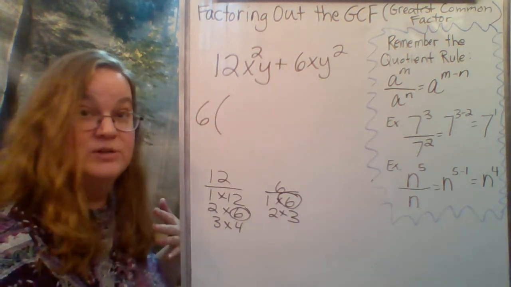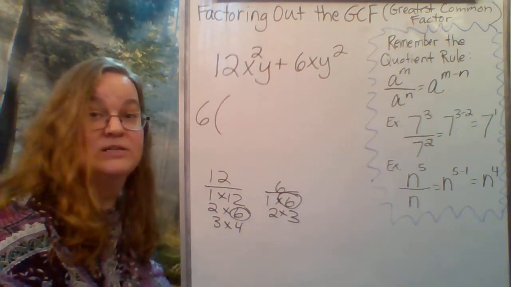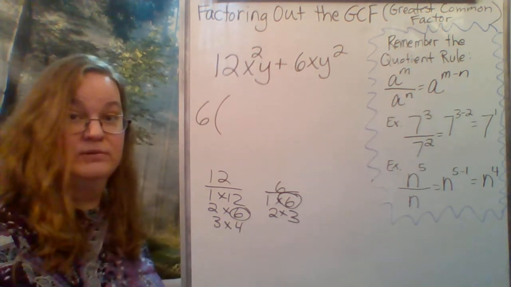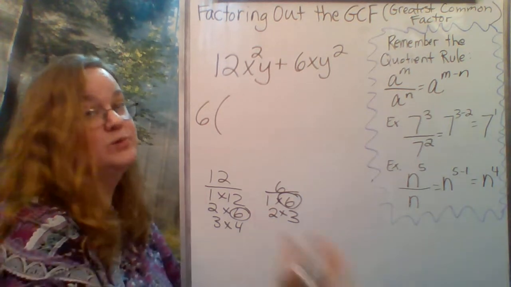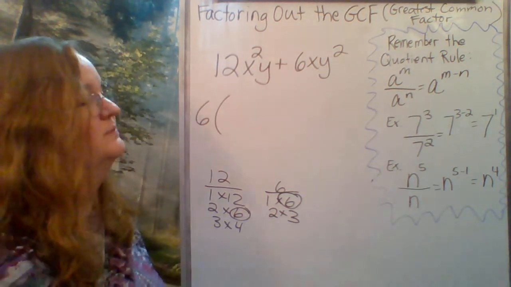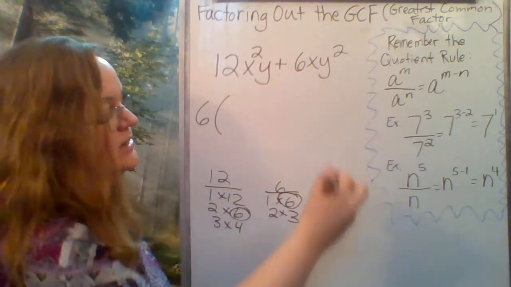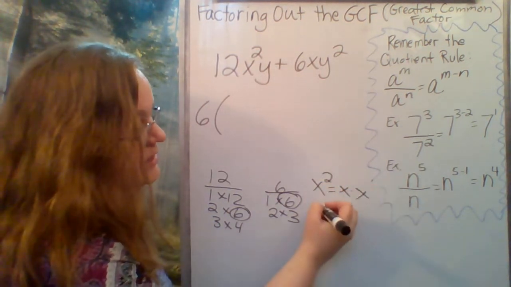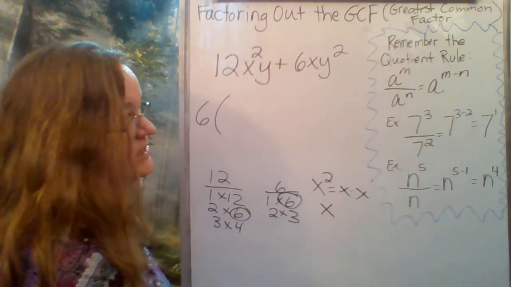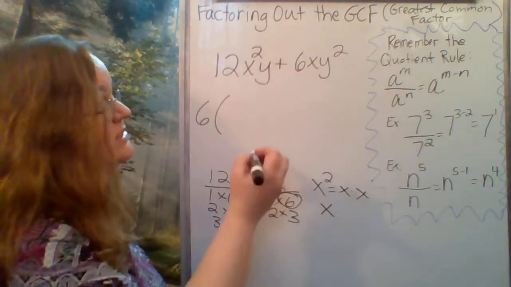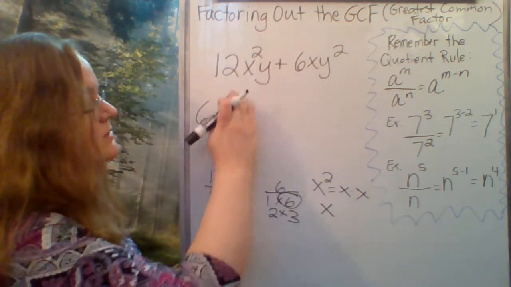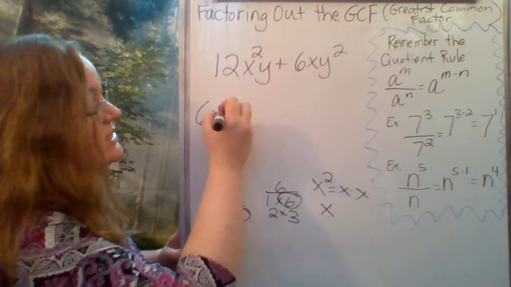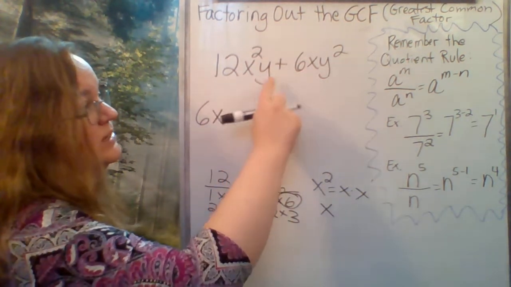So the next thing I'm going to do is look at what's the biggest X that I can take out if I can take one out, and what's the biggest Y I can take out if I can take it out. So I have an X squared and an X. If I think about X squared, that's X times X. And X is just X, so the greatest common factor is X. So I can take out an X and still be okay.